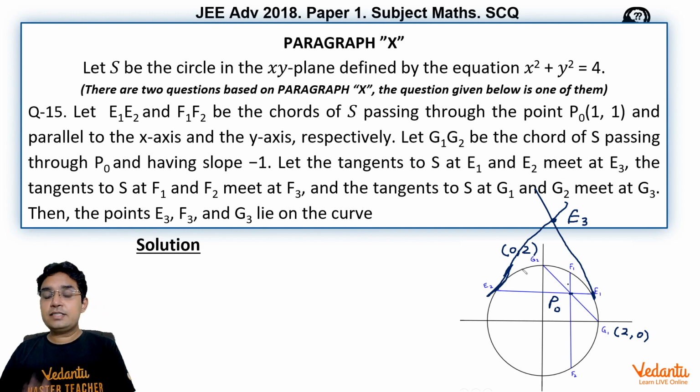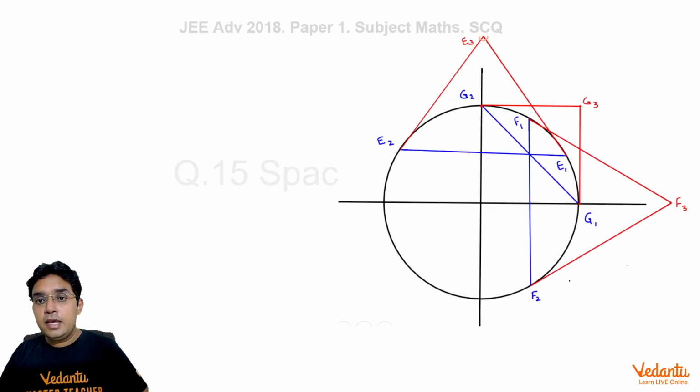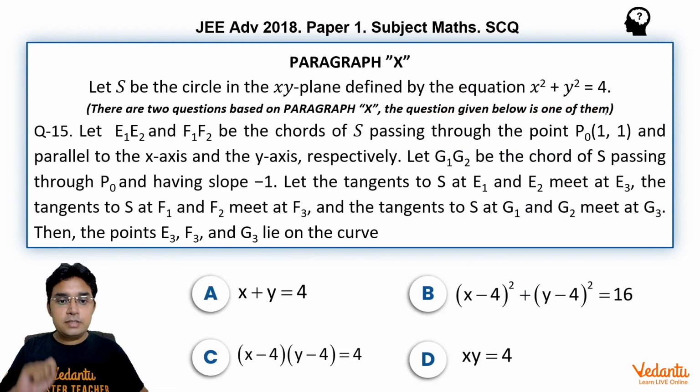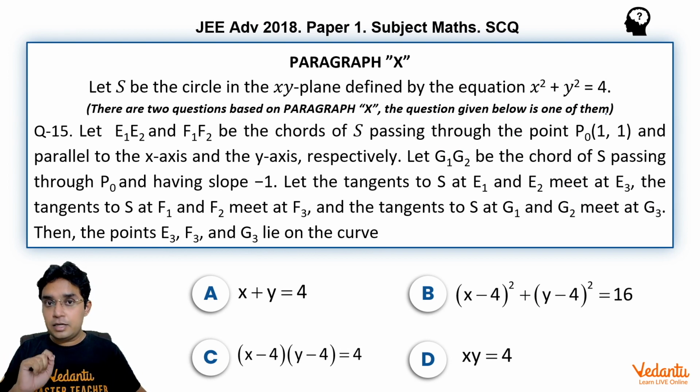Now all these 6 tangents and these 3 points can be seen in this diagram like this. You can see tangents at E1 and E2 meeting at E3, similarly F3 and G3. Now the question is these points E3, F3 and G3 lie on which curve?